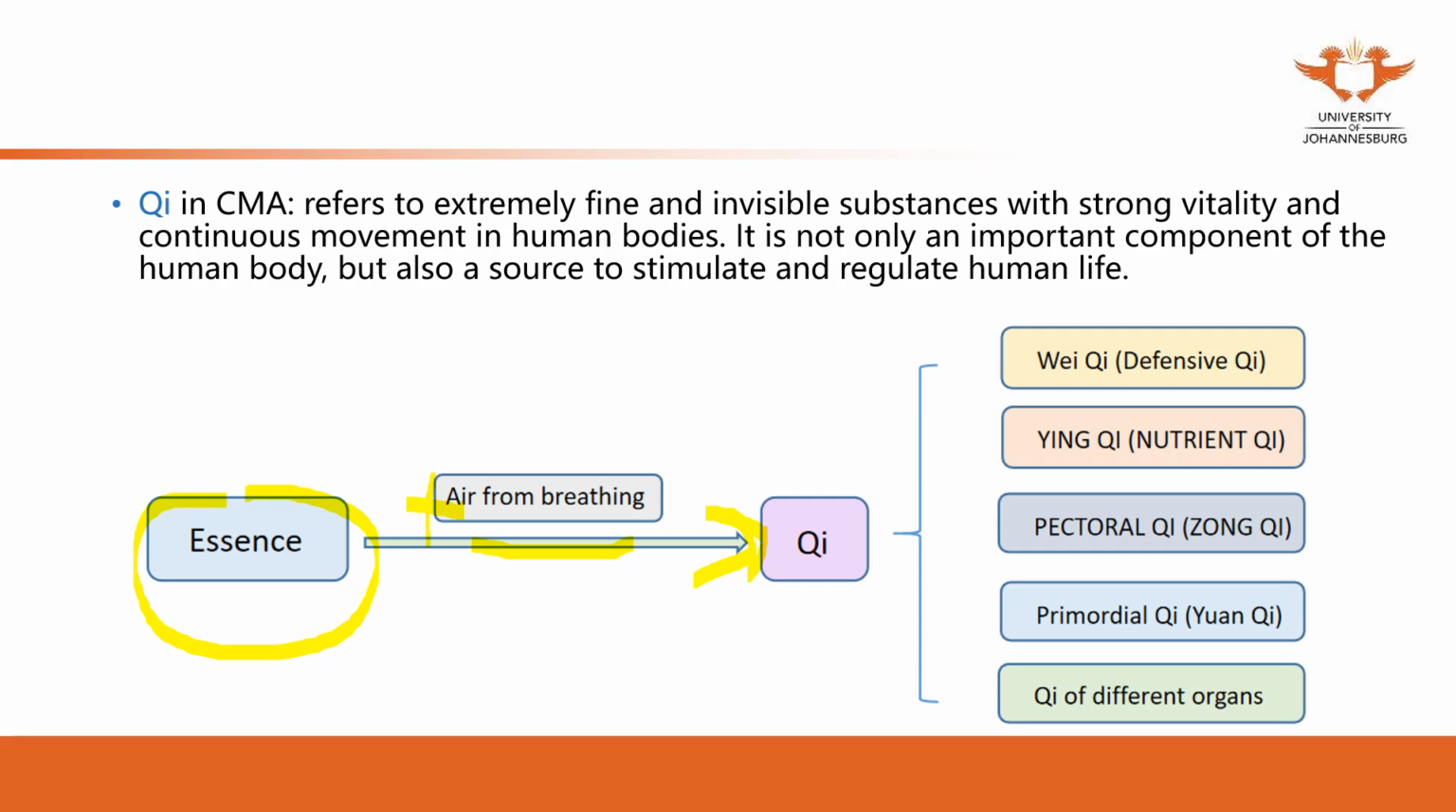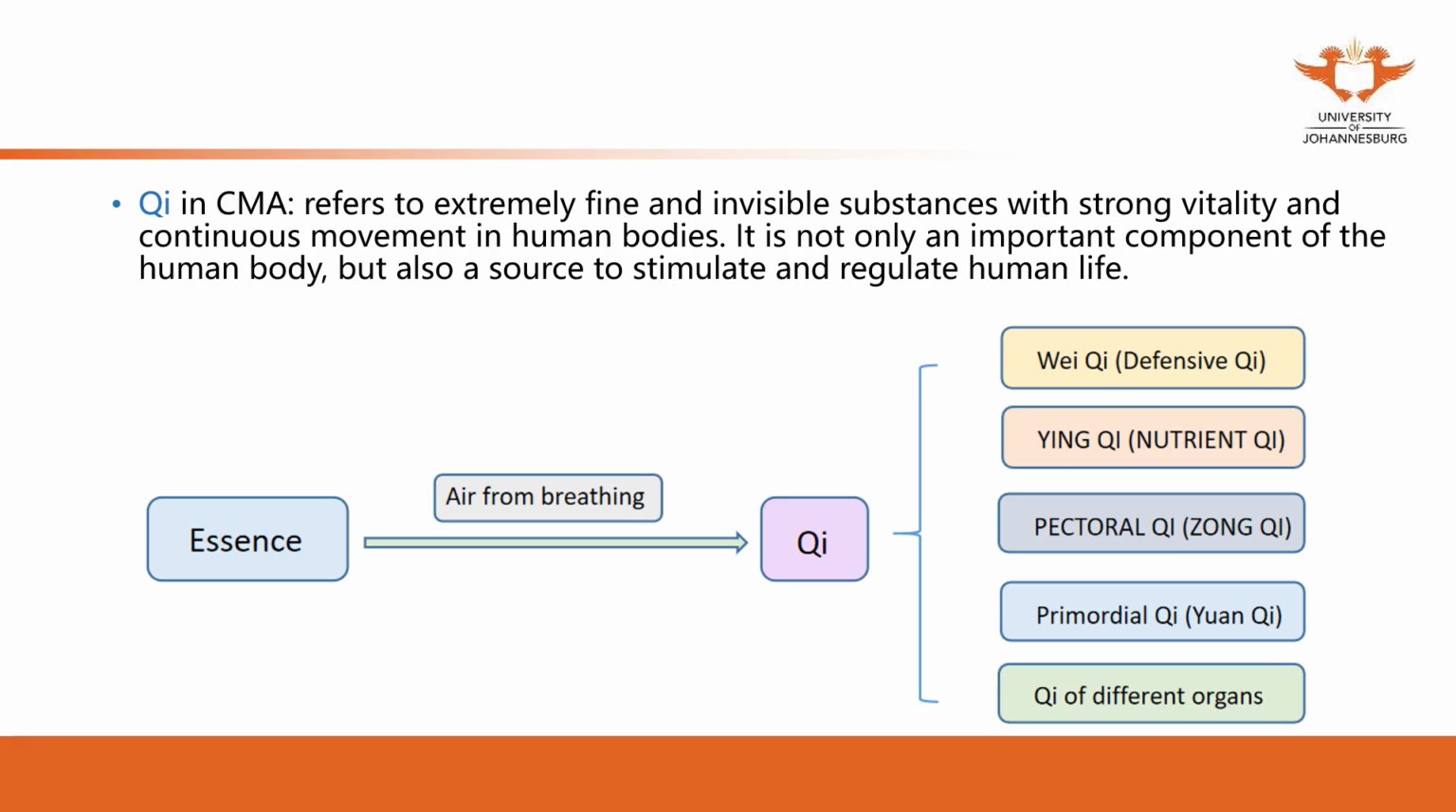Qi can be separated into defensive qi, nutrition qi, heteral qi, primordial qi, and qi of different organs. For example, in future we will study the heart qi, the liver qi, the spleen qi, the lung qi. So all different qi. There are all different kinds of qi in the human body. And then when we introduce here, there's one question.